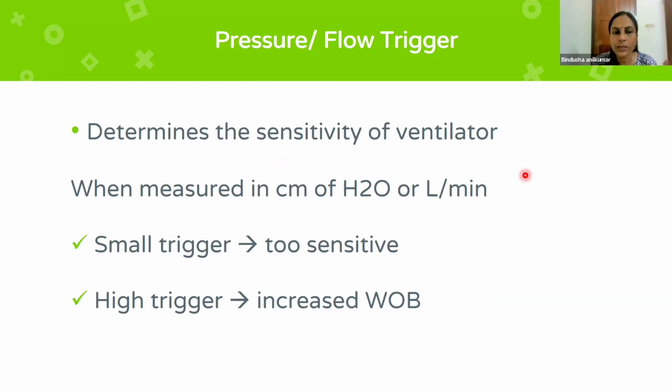Let us see something about the pressure trigger. Pressure trigger is always negative values, and a value which is closer to 0 will make the ventilator more sensitive. A small trigger will make the ventilator very sensitive. And if you keep a value which is well below 0, we are actually setting a high trigger.